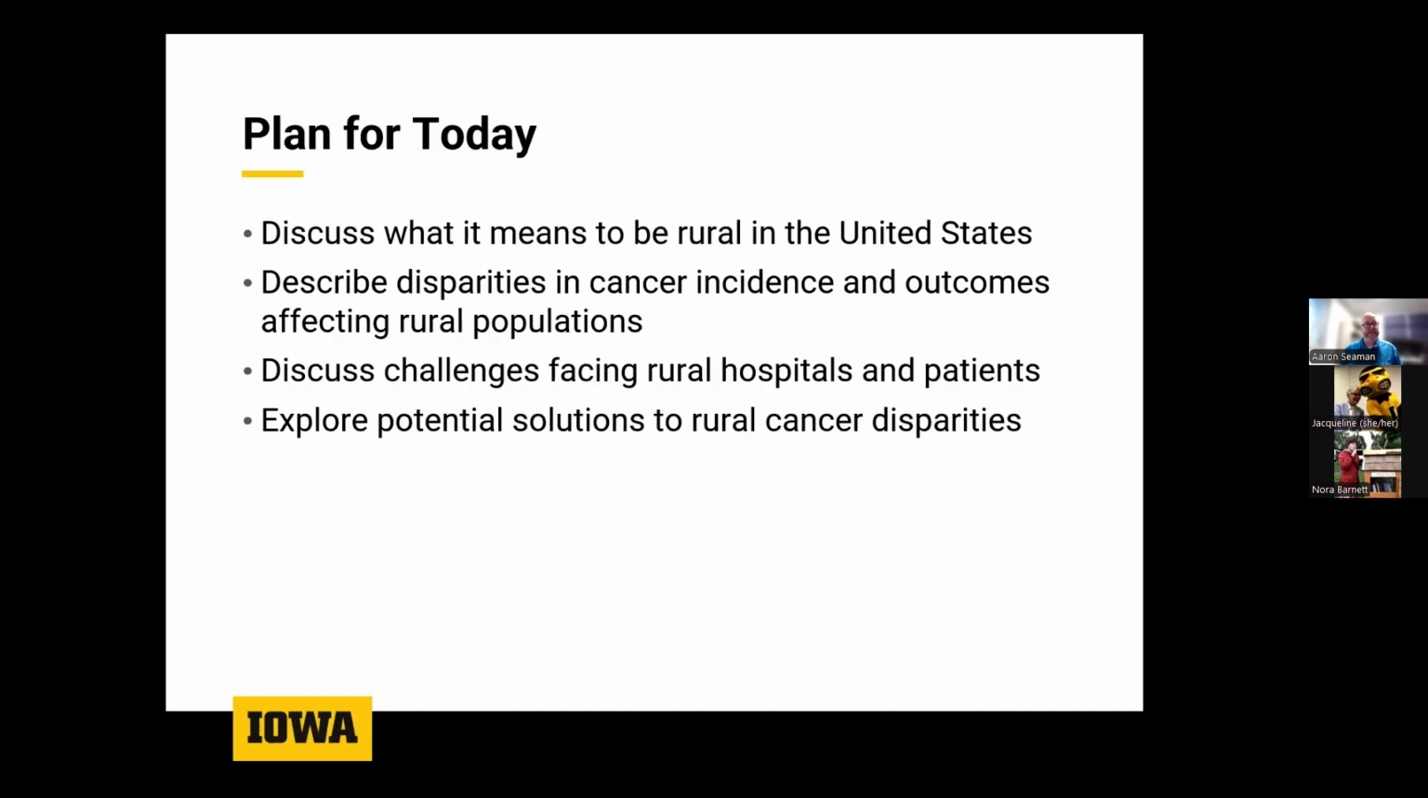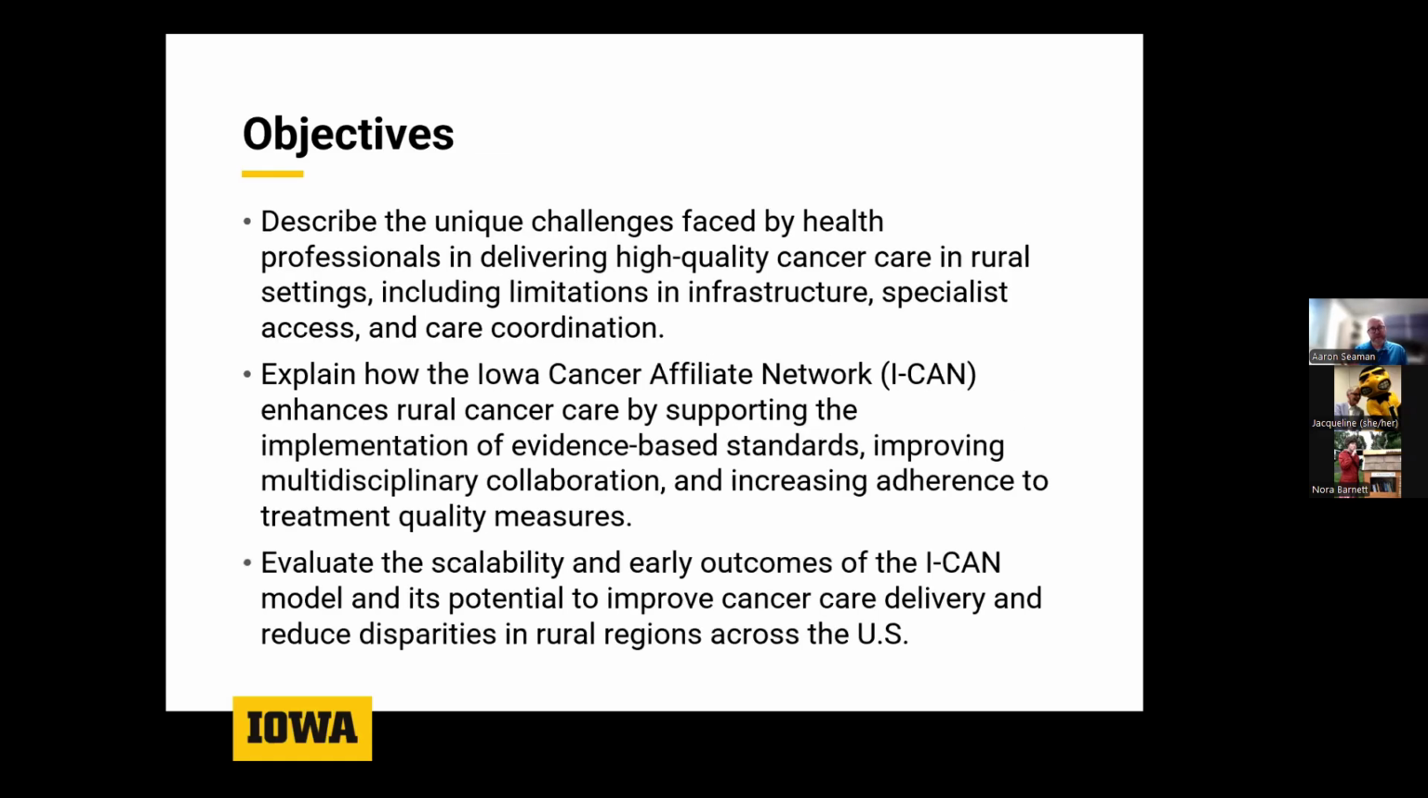So our plan for today is to discuss a little bit what it means to be rural in the US, describe disparities in cancer incidence and outcomes affecting rural populations, discuss some challenges facing rural hospitals and patients, and explore potential solutions to rural cancer disparities. The learning objectives, which I want to point out too, and I'll come back to that in a minute, that we put forth for this webinar are as follows. Describe the unique challenges faced by health professionals in delivering high quality cancer care in rural settings, including limitations in infrastructure, specialist access, and care coordination.